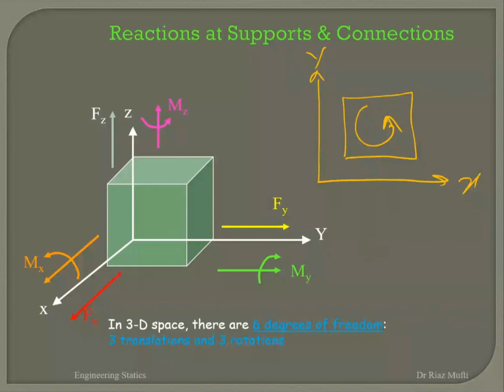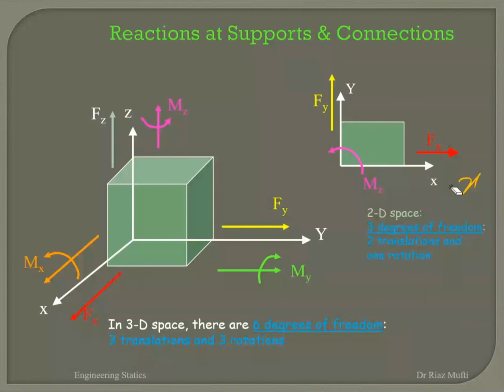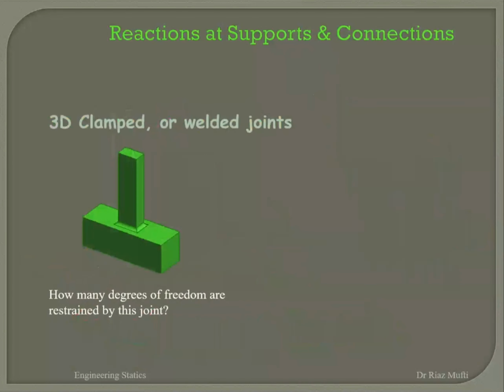Is that clear? Yes, sir. So for a 3D object, there are 6 degrees of freedom. For a 2D object, there are 3 degrees of freedom. So let's move on.